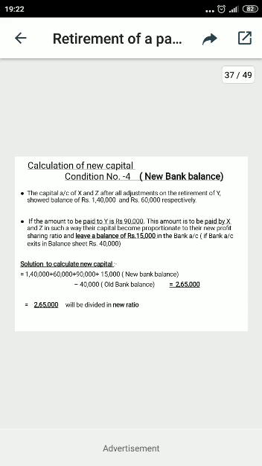X and Z having 1 lakh 40 and 60, and Y is retiring. The amount of Y, again 90,000, is to be paid by X and Z in the same proportion of the new profit sharing ratio. But here I am adding one more aspect: leave a balance of 15,000 in the bank. It means it is existing. After that, the balance should remain in the new balance sheet, 15,000.